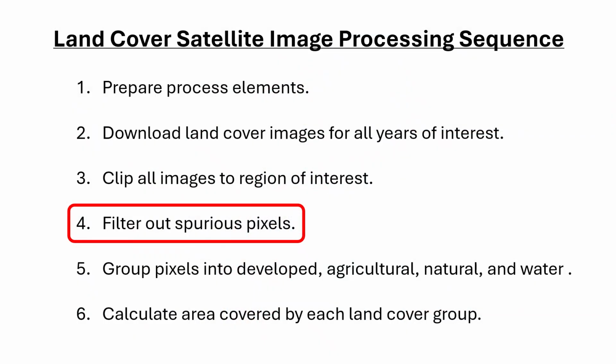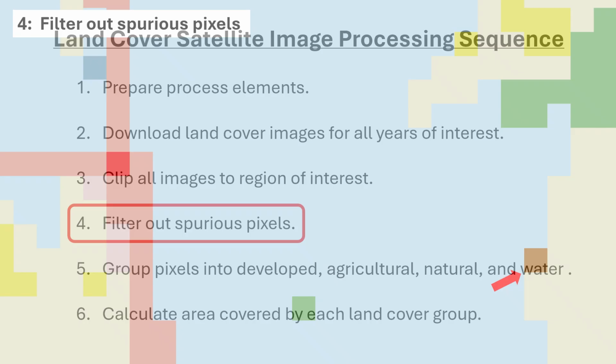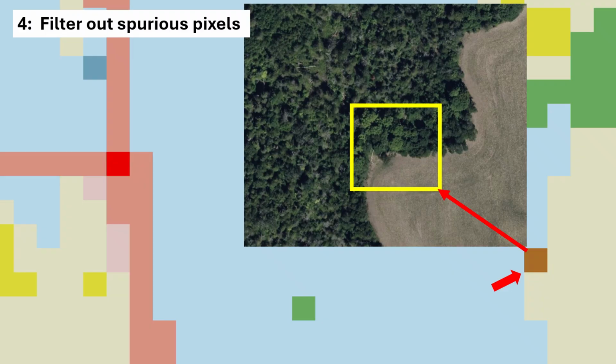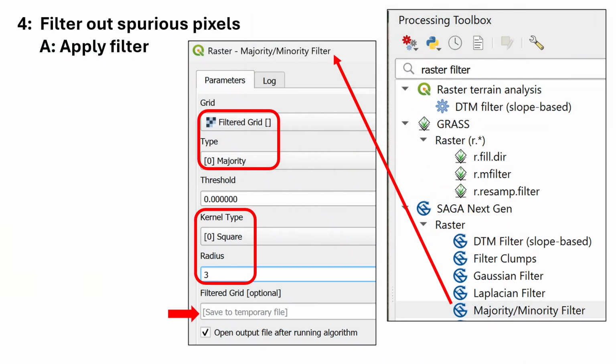Our next task is to filter out spurious pixels. Here we see an isolated land cover pixel that does not appear to be differentiated from the surrounding land cover in the visual image of this location. These are the spurious pixels that we will now eliminate. We do this using the majority-minority filter. Using these parameters, save the output to a temporary file.